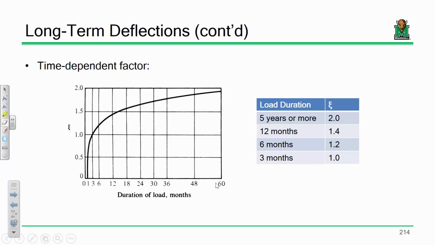So if you're looking at 24 months, if you've got a sustained load that's going to be on there for 24 months, let's draw this here. I don't know, maybe like 1.7, 1.6, something like that. So just interpret that the best that you can.